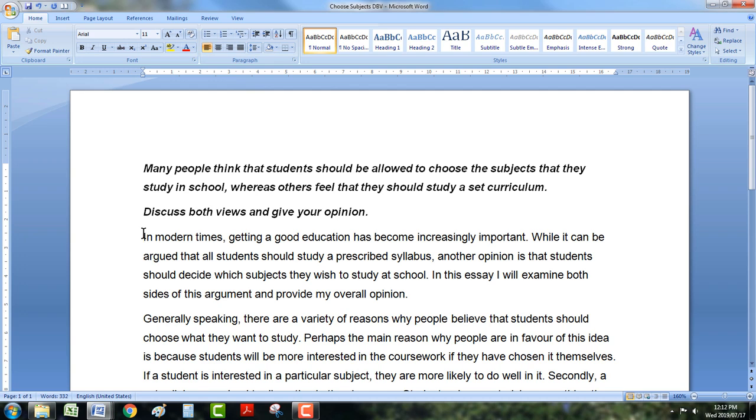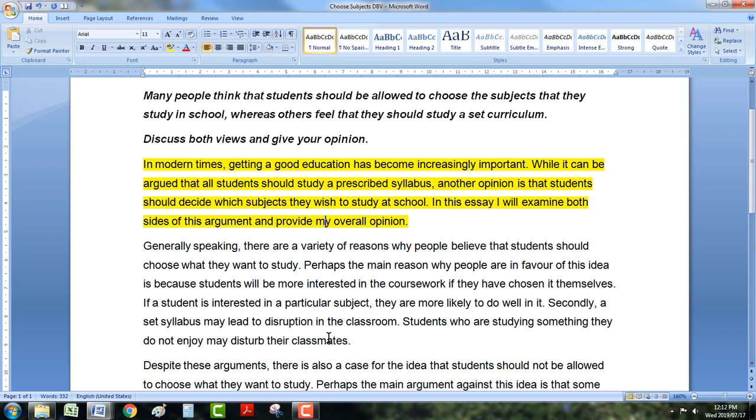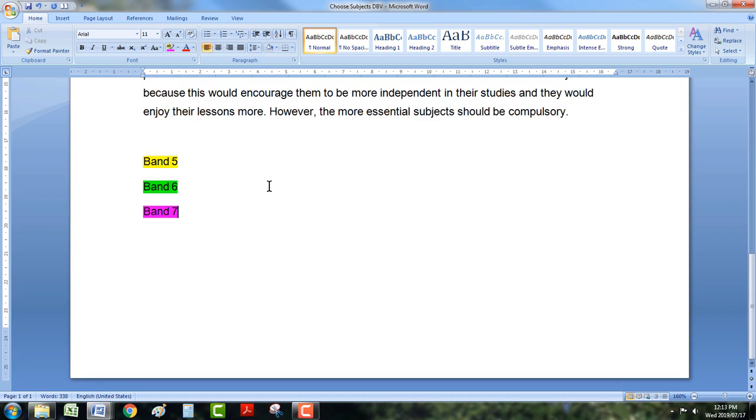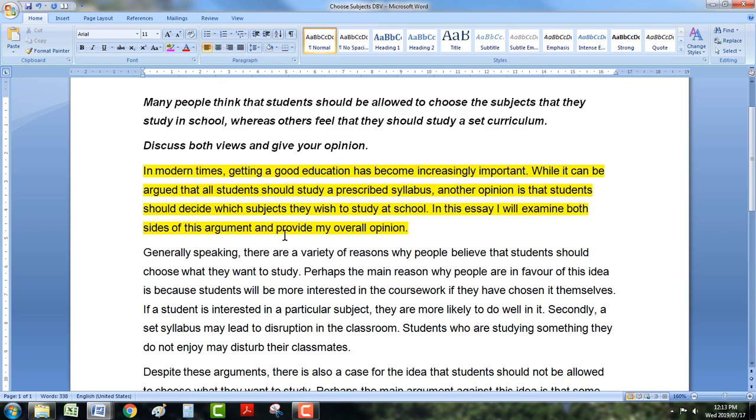Now, what I want you to realize is that the introduction is going to get you band 5. It's not going to get you band 6 or band 7. The examiner just wants to see that you have a good introduction with all of the correct elements in place. He's not going to award 6, 7, 8 based on your introduction. So I'm making band 5 stuff yellow, band 6 is going to be green, band 7 is going to be pink. So the introduction is just band 5 material.